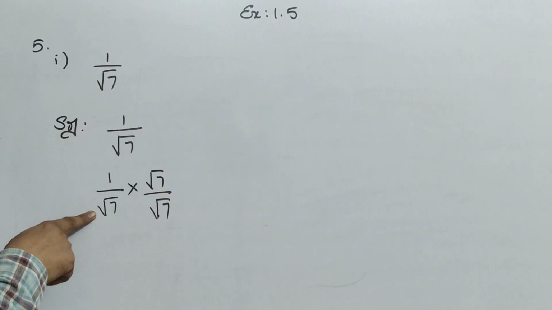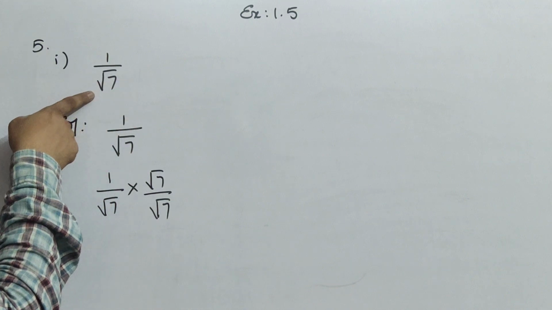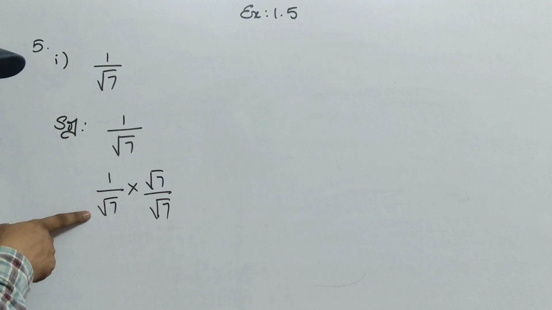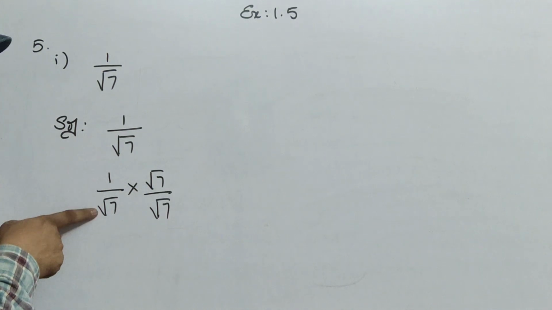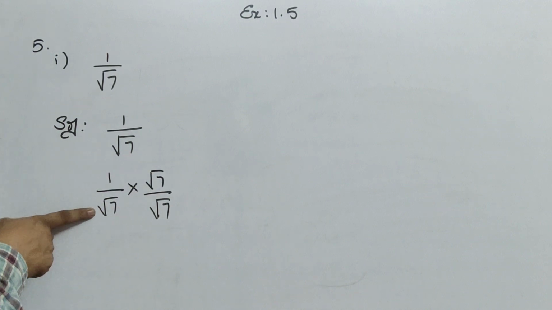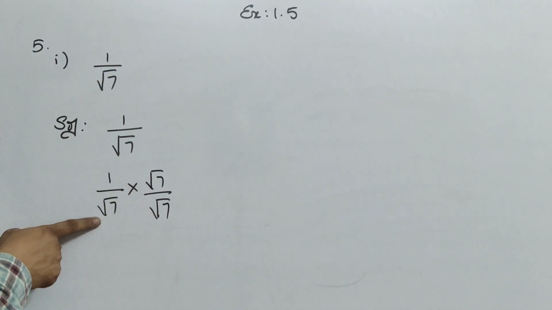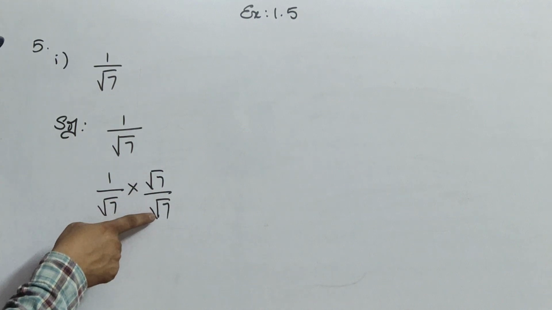So what is the denominator you see first here? Root 7. When you want to simplify this, we have to check the denominator first. Here it is root 7. Then we have to multiply the numerator and denominator with the same number. Here, I am showing. We have to multiply the numerator and the denominator with the same number. That means I am multiplying with root 7 and root 7.